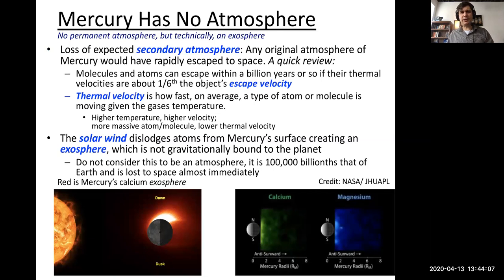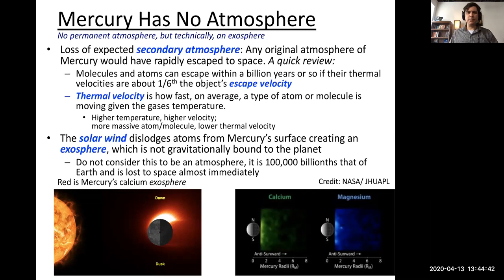Now, if you remember how we talked about how planets lose atmospheres, if the average speed of the gas particles is close to the escape velocity, then a planet will rapidly, in about a billion years or so, lose its atmosphere. Remember that the thermal velocity of a gas is how fast a gas particle is moving on average.